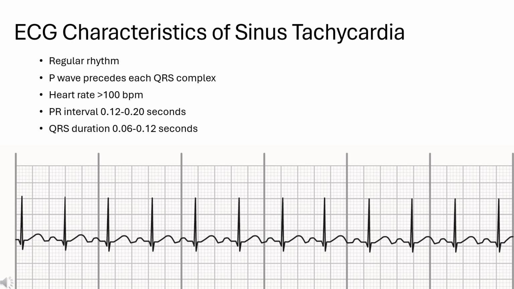Understanding these ECG characteristics is crucial because they help to distinguish sinus tachycardia from other types of tachycardia and arrhythmia. By confirming these features on the ECG, we can ensure that the rapid heart rate is indeed originating from the sinoatrial node, as it should be in sinus tachycardia. This differentiation is essential for determining the appropriate clinical response and management.